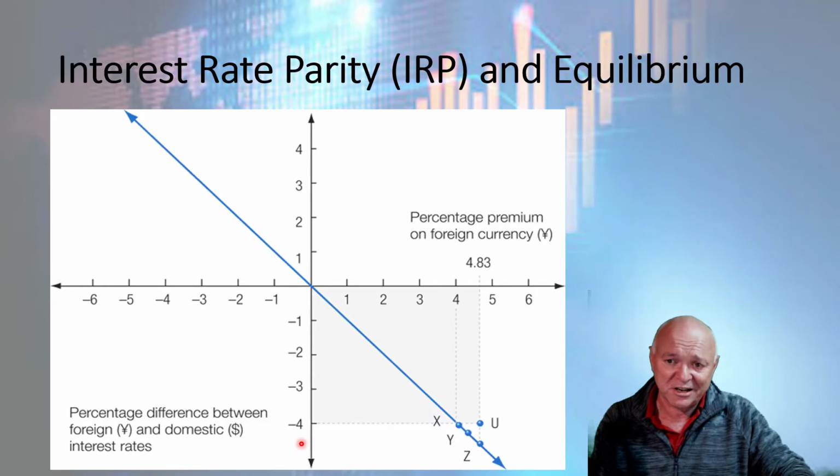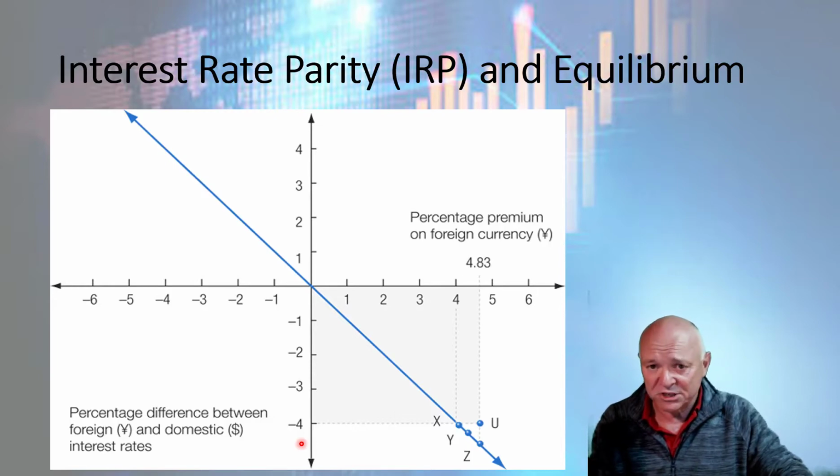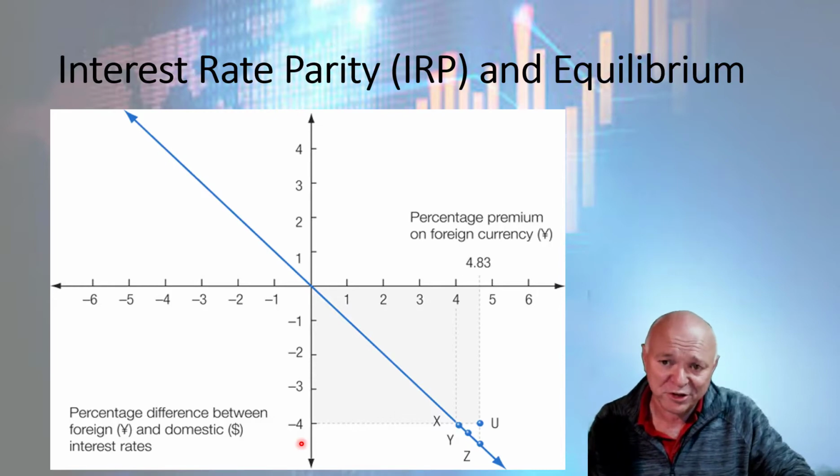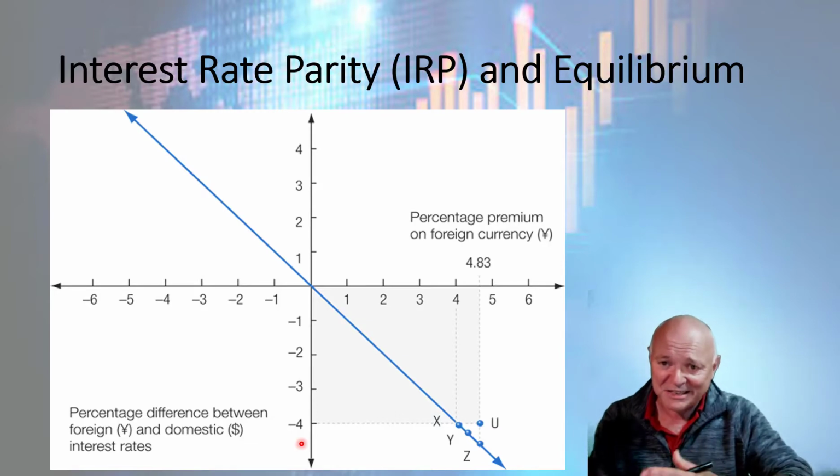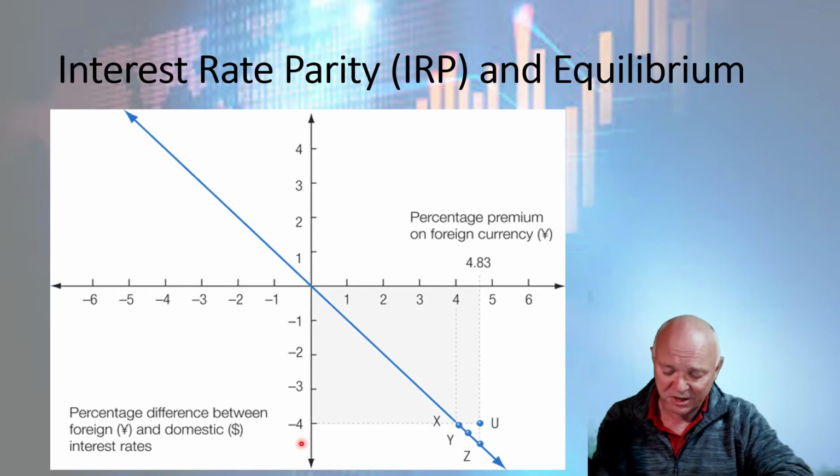So eventually we're going to end up back on that line, because the position will be unsustainable. The arbitrageurs will be working by buying and selling, putting pressure on the currency to rise, or putting pressure on the central banks to change the interest rates. Eventually we'll end up in a position of parity.